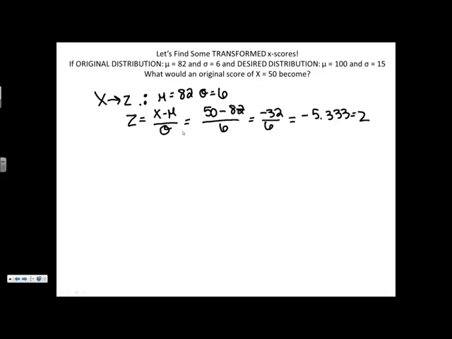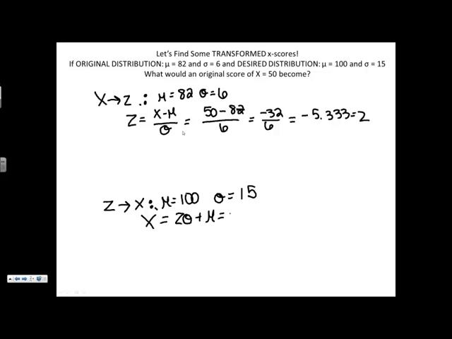But what we want to see is, if we transform this distribution with a mean of 82 and a standard deviation of 6 into a distribution with a mean of 100 and a standard deviation of 15, what would the equivalent to a score of 50 be? So the next step is to take that z-score and turn it into an x value using the new metric with a mean of 100 and a standard deviation of 15. So now we need that x formula, that x equals z times the standard deviation plus the mean.